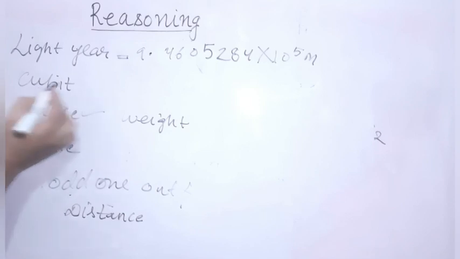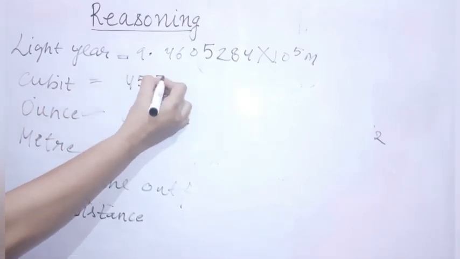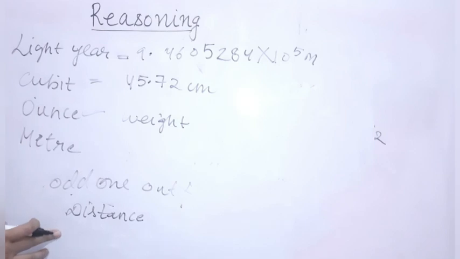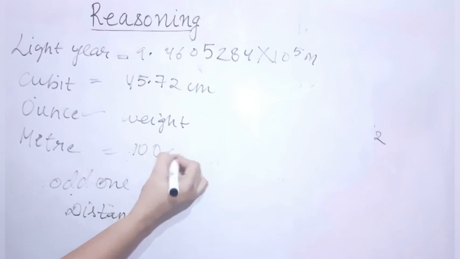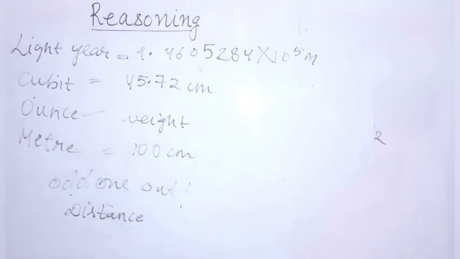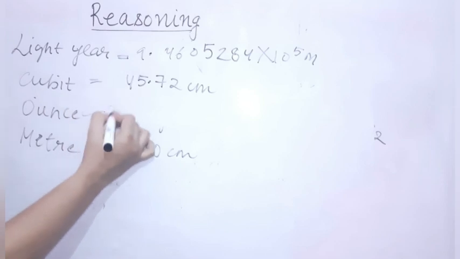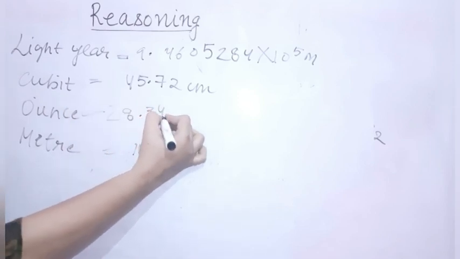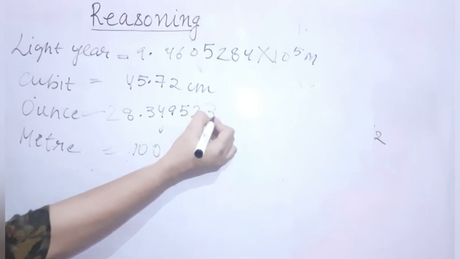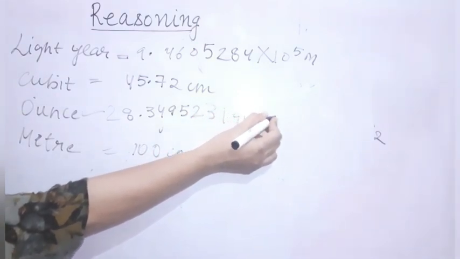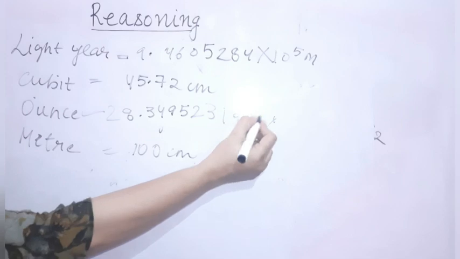If I talk about cubit, 1 cubit is equal to 45.72 centimeter. That is also related to distance. Now if I talk about meter, 1 meter is equal to 100 centimeter. Now all the 3, light year, cubit and meter, are related to distance. Only one, that is ounce, is related to weight. Now what is the value of 1 ounce? The value of 1 ounce is 28.3495231 grams. This is the value of 1 ounce. Okay students?